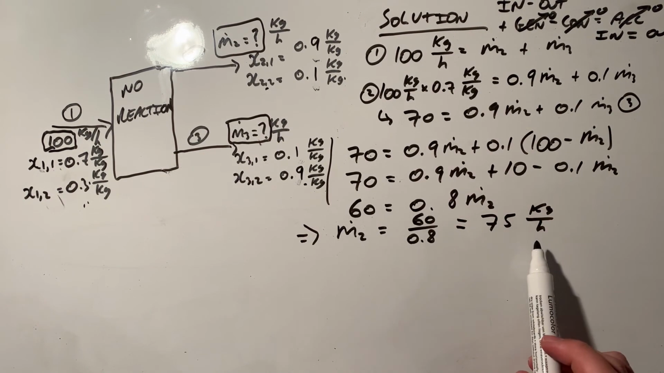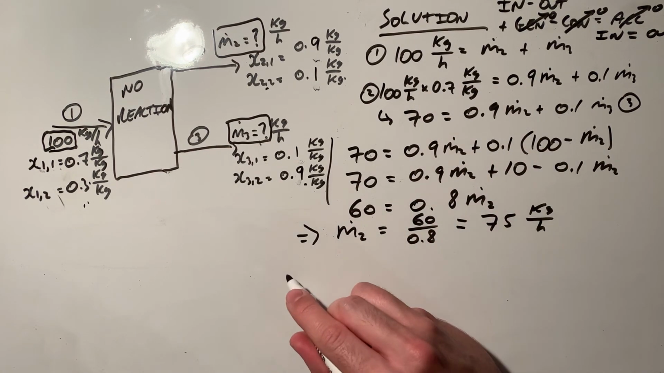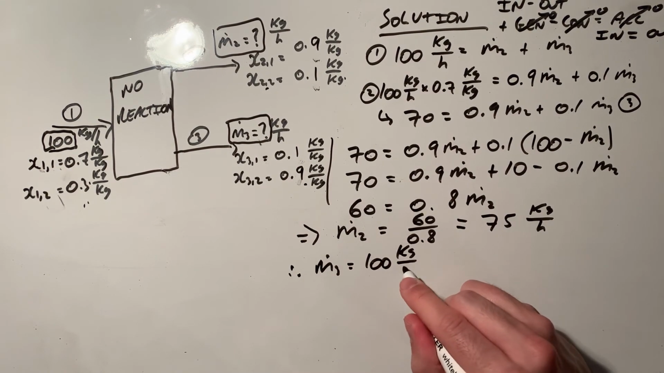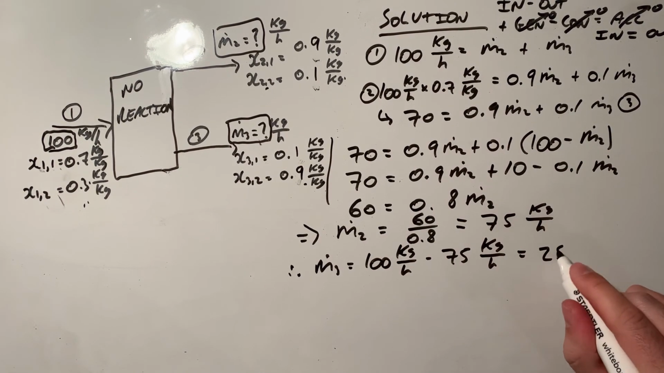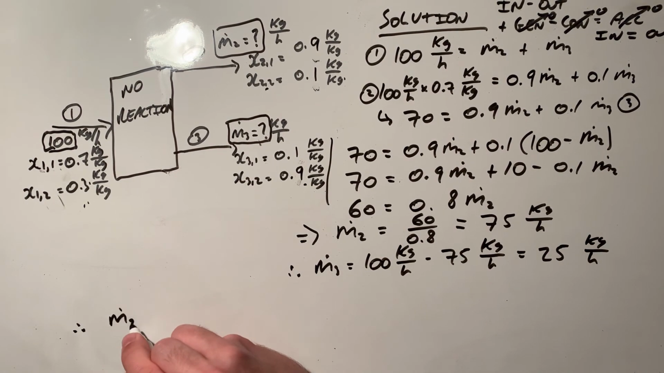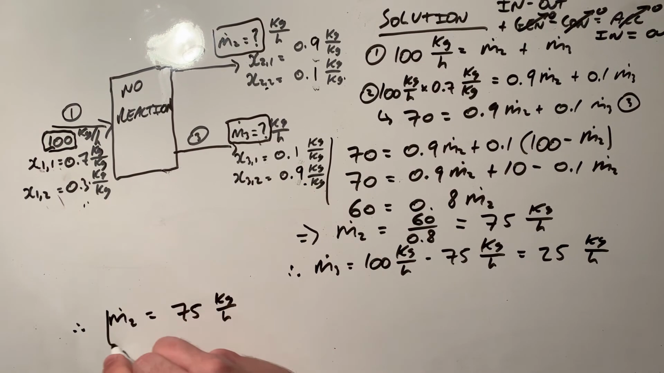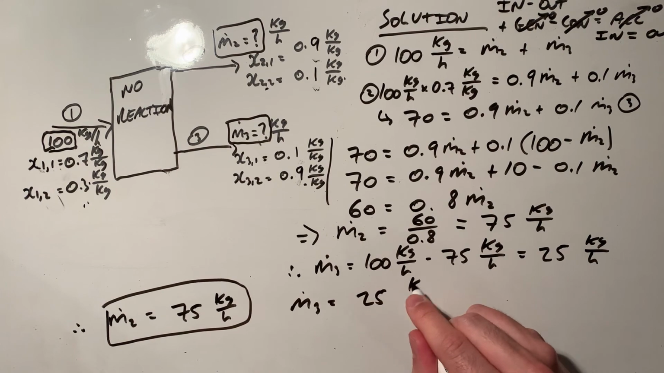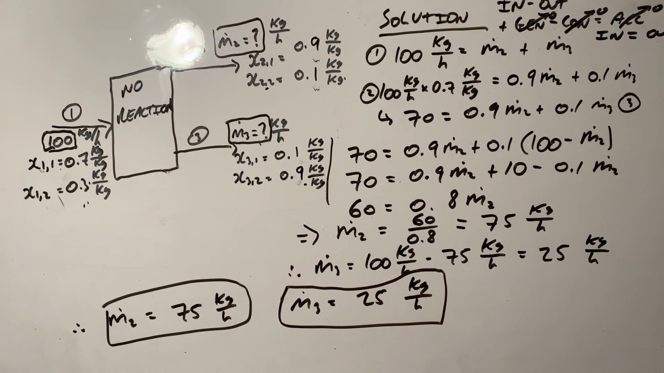And now, using what we have here, which is 100 is M2 plus M3, well, if M2 is 75, therefore M3 is input 100 kilograms per hour minus 75 kilograms per hour equals 25 kilograms per hour. So therefore we've solved the problem and found that our unique solution for our 0 degrees of freedom is M2 is 75 kilograms per hour and M3 is 25 kilograms per hour. It's always important to state the unit. And there we go.